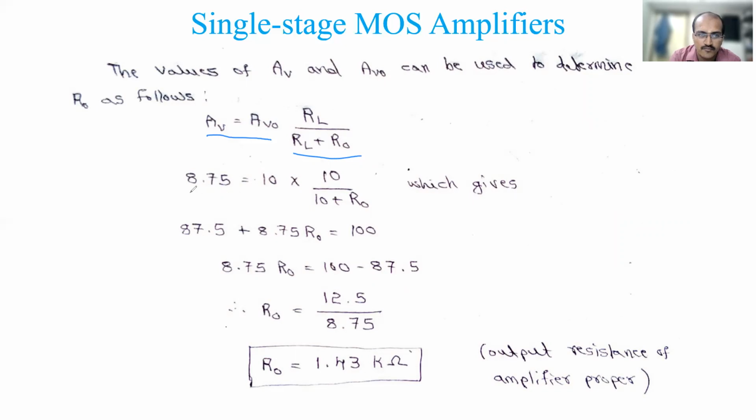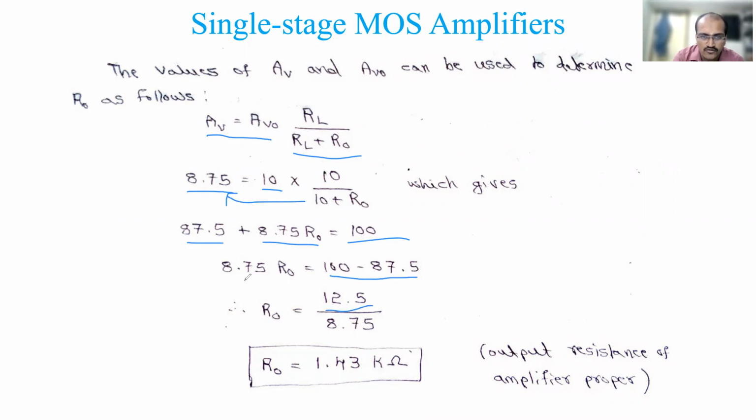So we'll substitute AV as 8.75, just calculated, and AV naught as 10, previously calculated, and RL is given in the problem as 10 kilo. I'm just writing 10, so 10 divided by 10 plus R naught. Now we'll cross multiply: 10 plus R naught into 8.75. So 10 into 8.75 is 87.5, and R naught into 8.75 equals 10 into 10, which is 100. So 8.75 R naught is equal to 100, and the 87.5 I take to the right side, it becomes minus 87.5. So the answer is 12.5.